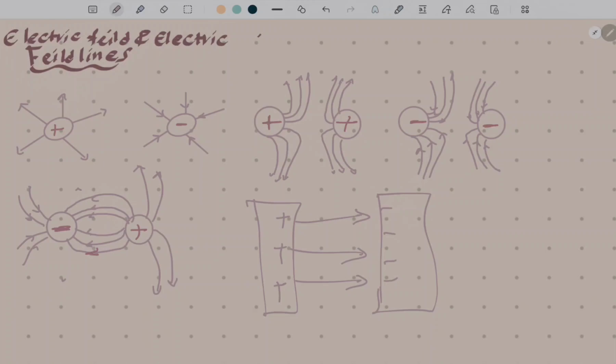Now take a look at this graph. We have two parallel plates with opposite charges. In this case, the field lines will be parallel with each other and travel from the positive to the negative side. Now let's look at the different properties of field lines.